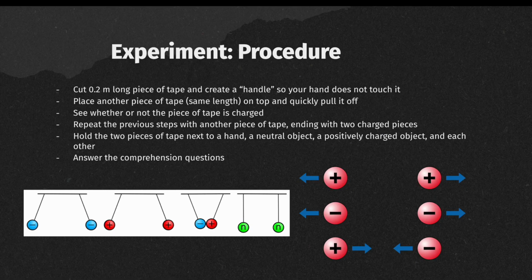Experiment procedure. First, I cut a piece of tape at the correct length, and then I made a little handle so I wouldn't touch it and mess up the charge. Then I created another one, the exact same, placed it on top, rubbed it down, and then quickly ripped it off to charge the object. We knew it was charged if we held it by our hand and it was attracted to it. And from there, we repeated this to get another charged tape and held them to see how they interacted with each other and other objects.